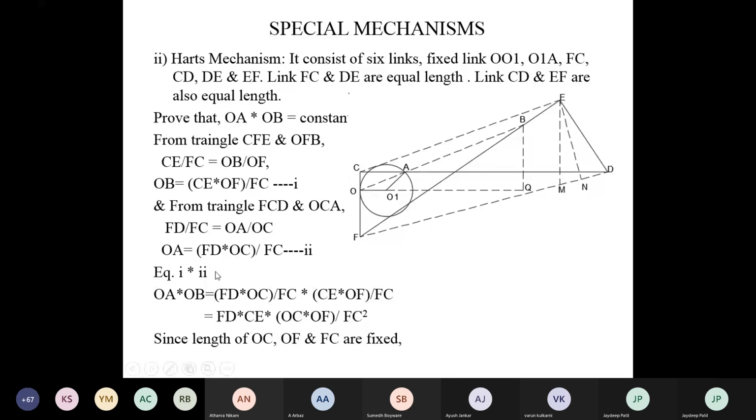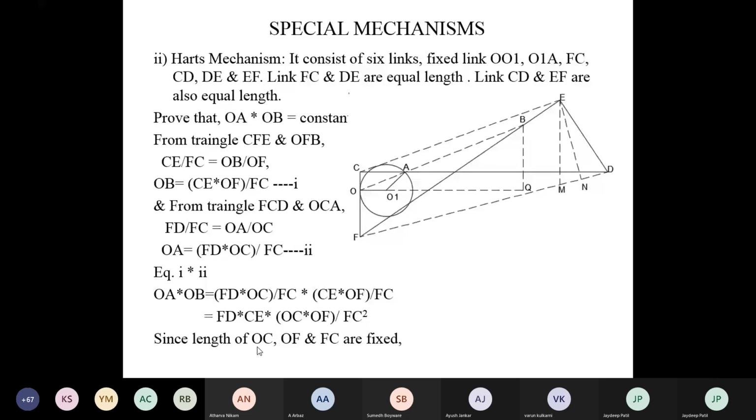You have to multiply equations 1 and 2. Now the length of the link CF will get cancelled here. Means OA into OB is equal to FD into CE. FD and CE are not a link. Hence, next you have to prove that FD into CE is equal to constant.